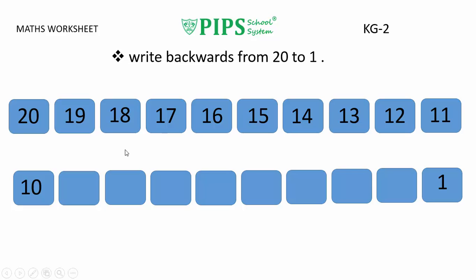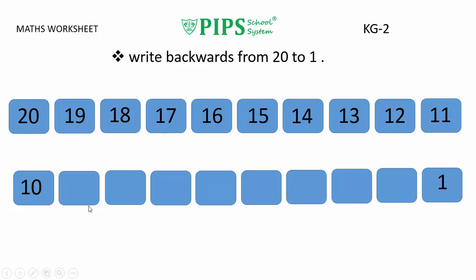KG2 class, read with me the counting from 20 to 11. 20, 19, 18, 17, 16, 15, 14, 13, 12, 11. Which number comes before 11? 10 comes before 11 and 10 is already written.